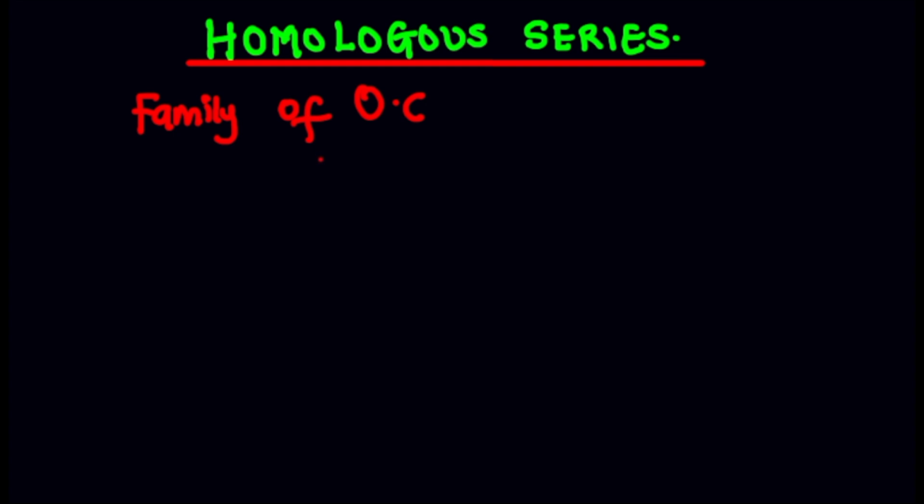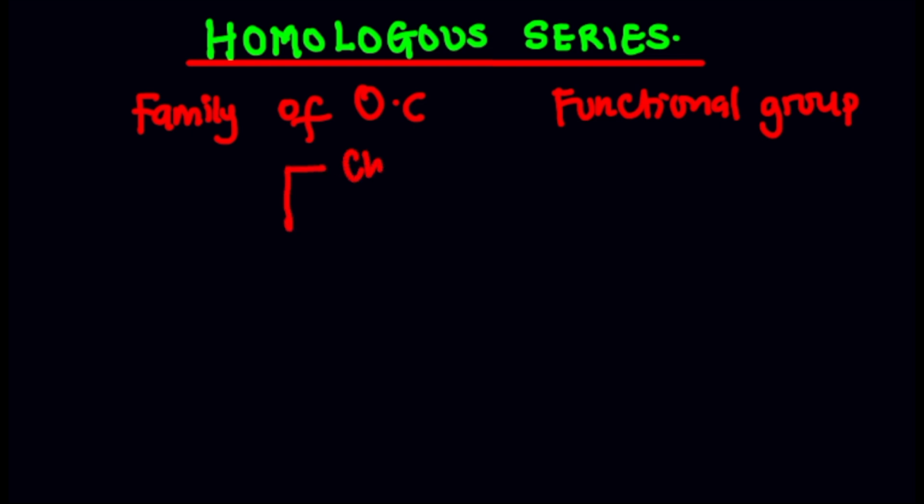Homologous series are compounds, a family of compounds. You understand? That is, compounds that belong to the same family and have the same functional group. So in that case, whenever they have the same functional group, that shows that they are going to have the same chemical properties. Are you getting it now? So when it comes to homologous series, they have the same chemical properties all through.